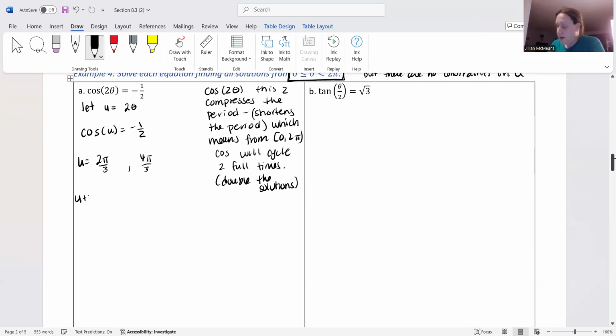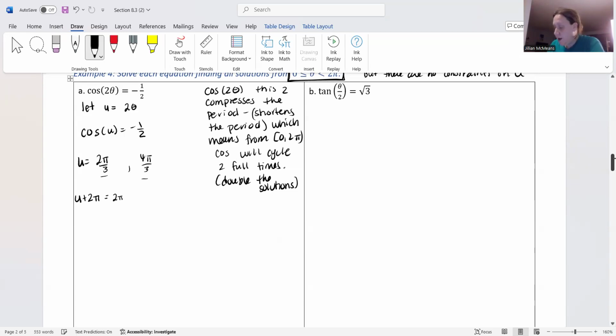So we want to go ahead and find an additional coterminal angle for each of these by adding 2 pi to both of them. That will double our solutions. It'll double the values we have for u. And then when we plug that back in and set it equal to 2 theta, then we solve and get something that works on this interval 0 to 2 pi.